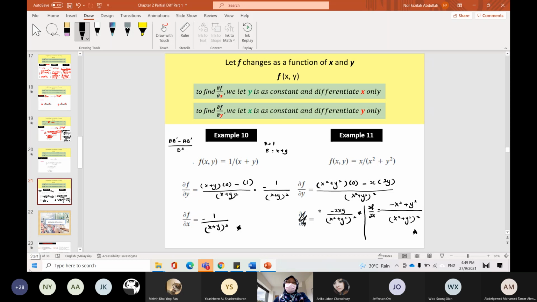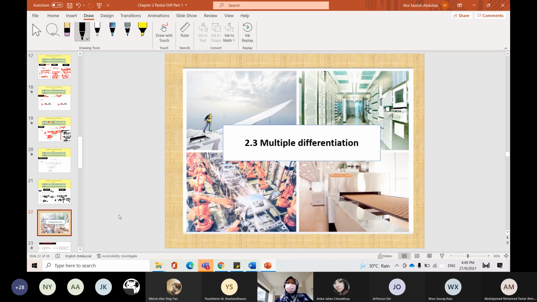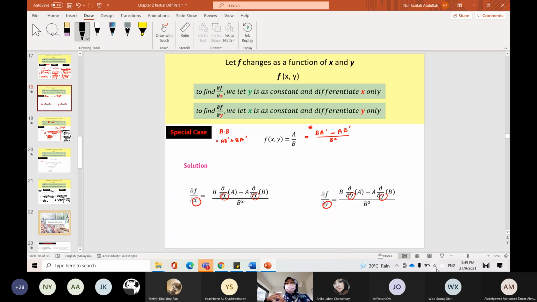Okay, so I think for today is enough up to partial differential. Next class we will continue with multiple differentiation and implicit differentiation. It is quite different from the partial differential. Go back and try to do some examples on partial differential. Do again all the exercises that we made just now. Make sure you really understand how to do the partial differential, because next class we will do implicit differentiation.